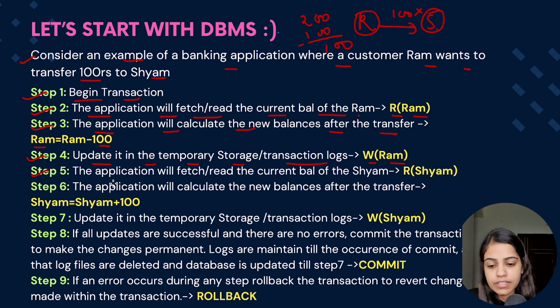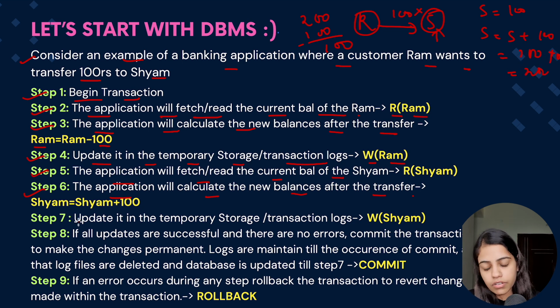Now step 5 is the application will fetch and read the current bank balance of Shyam. Then step 6 is the application will calculate the new balance of Shyam after the transfer. Consider Shyam has 100 rupees. So after the transfer, Shyam has S plus 100, that is 100 plus 100, that is 200 rupees. Now step 7 is we have to update it in the temporary storage or transaction log, that is W of Shyam, since we are modifying the data.